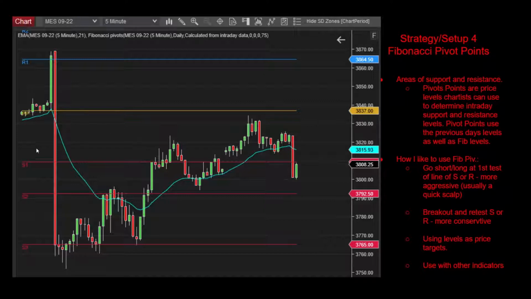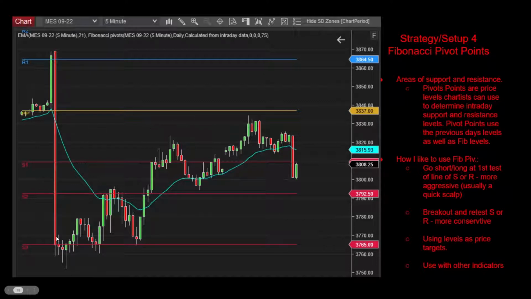So the main lines here: the red is the support, the yellow is the pivot, and then the blue lines are the resistance when they're up that high. How I like to use this is as an aggressive approach, the first test of any of these levels for a quick scalp.